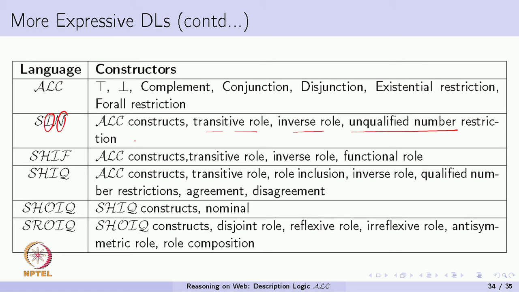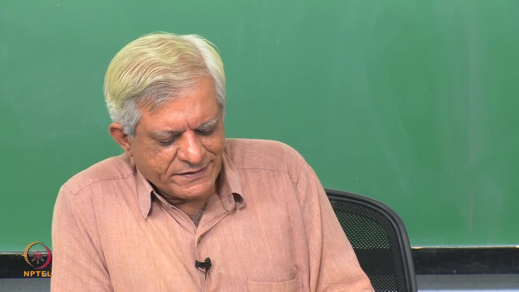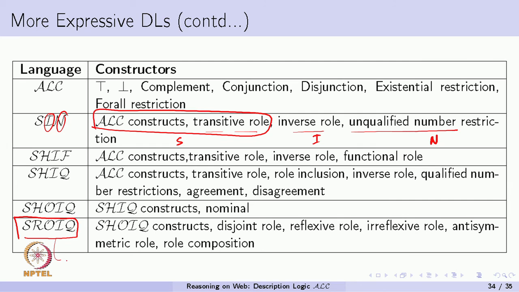Then we have this language SHIF and SHIQ and SHOIQ and SROIQ, and all of them include some of these different languages essentially. The letter S is for ALC constructs plus transitive roles. And this will give you I and this will give you N. So, as far as the current state of the art goes, I think this is the most modern, most expressive language for which people have found efficient enough algorithms. Efficient enough meaning they are decidable, and you can answer all these questions in a decidable fashion, which is I think the base for this OWL 2 DL essentially. DL stands for description logic essentially.